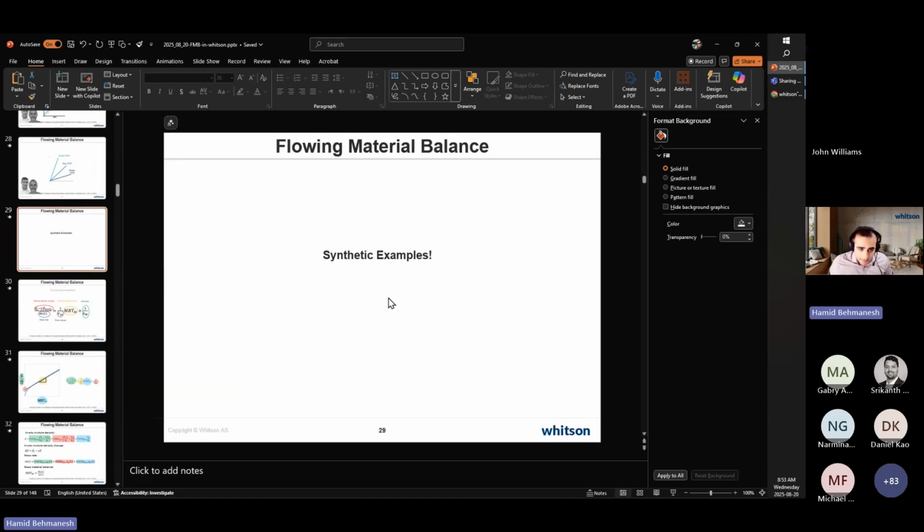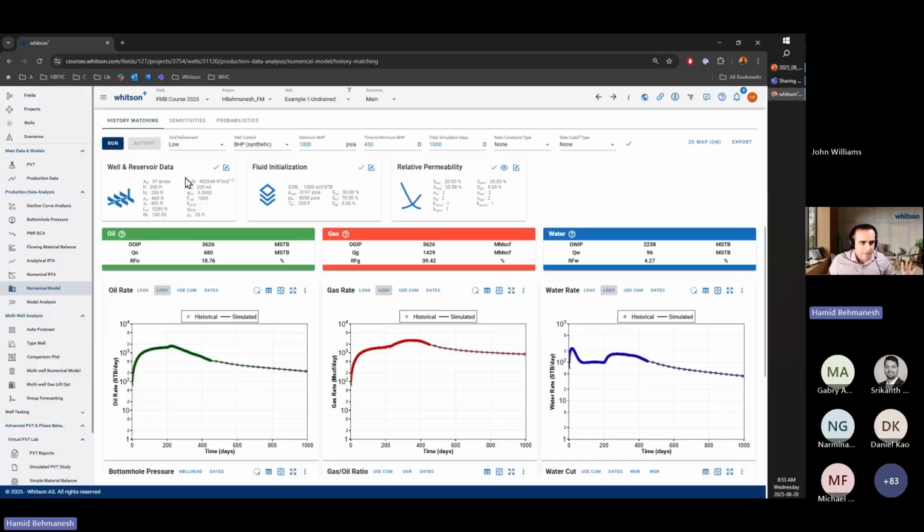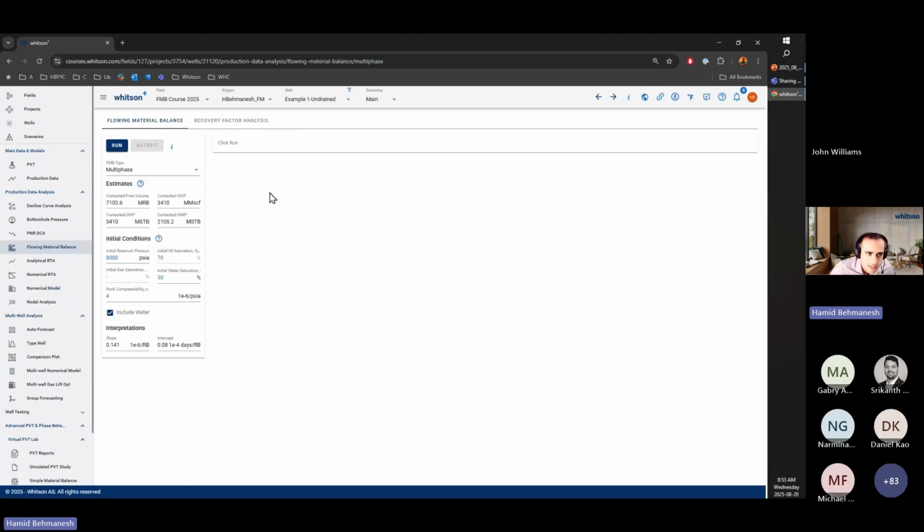All good. So we started with the synthetic example. Now you are a little bit familiar with the interface, what you're going to see in the FMB, etc. And can you talk about these curves? For sure, we're going to talk about the FMB plots.